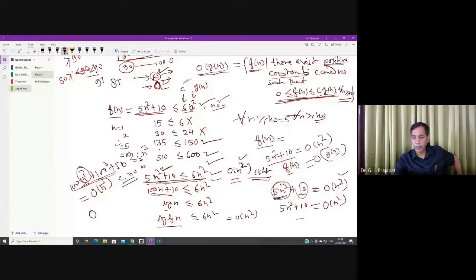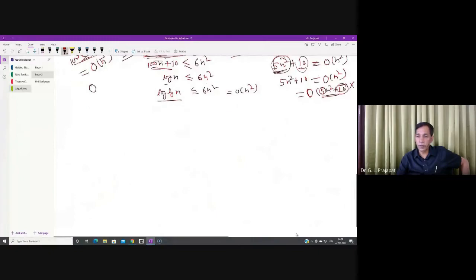If you write big O of 5n square plus 10, this is a poor way of representing. In asymptotic notation, we don't need to write the lower order terms. These are the lower order terms. This is the constant, and this is the coefficient, which is a constant. And see, since we are working for sufficiently large values of n, meaning n tends to infinity.